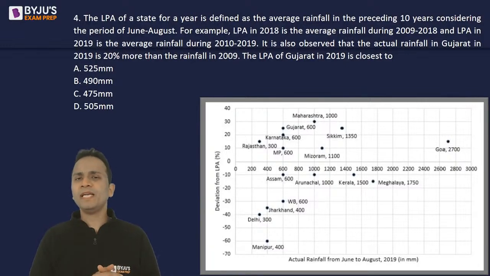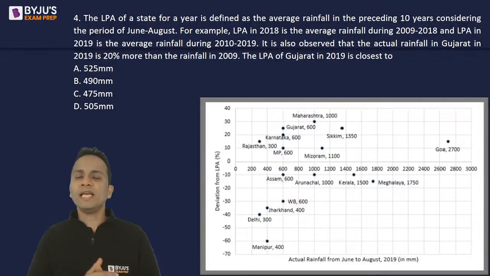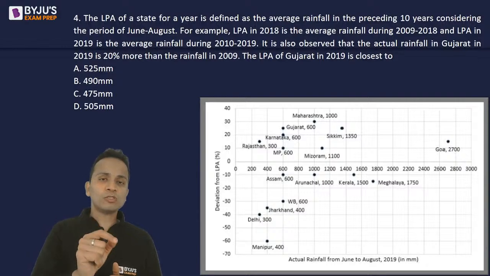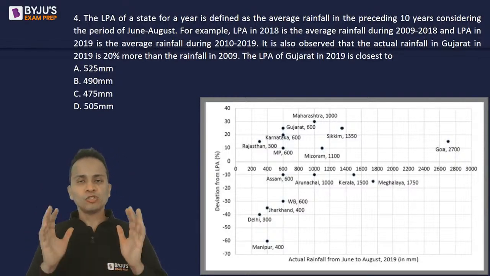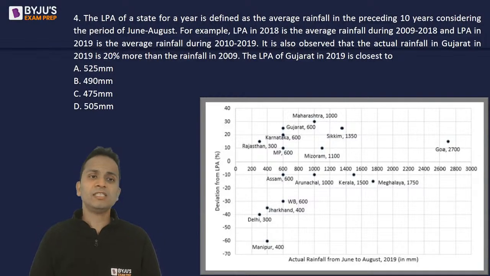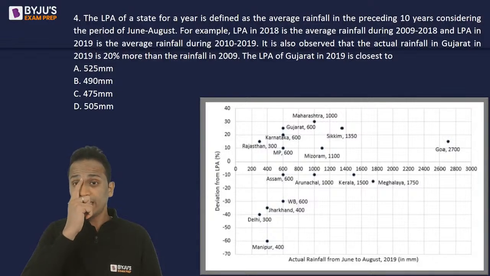For example, LPA in 2018 is the average rainfall during 2009 to 2018, and LPA in 2019 is the average rainfall during 2010 up till 2019. So they are just considering the 10-year period, starting from that particular year back to the previous 10 years. It is also observed that the actual rainfall in Gujarat in 2019 is 20% more than the rainfall in 2009. So they want the LPA of Gujarat in 2019 is closest to. All right.